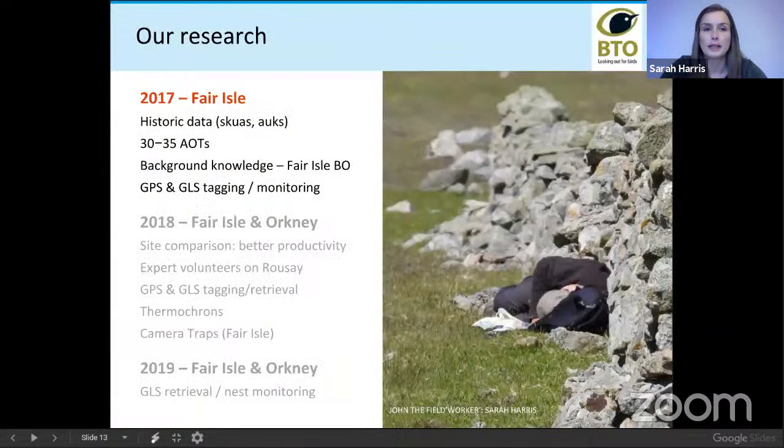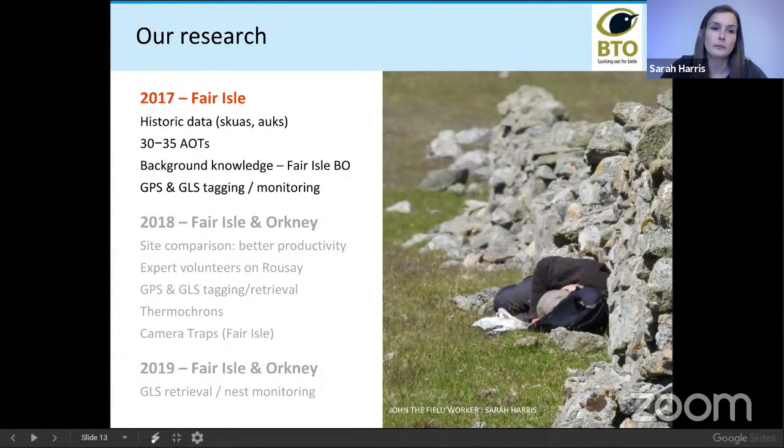So just to give you a quick outline of our research, we started fieldwork in 2017 and we went to Faroe. We thought this was a good place to start. There's lots of historic data on the skuas, but also on food samples from auks as well. So the sort of food that might be available around the island and tracks from auks as well. There's between about 30 to 35 apparently occupied territories, so a nice sample size. As I say, there's lots of background knowledge. So the staff at Faroe Bird Observatory were always on hand to help us, point us in the right direction, tell us where the birds have been hanging out and that sort of thing.